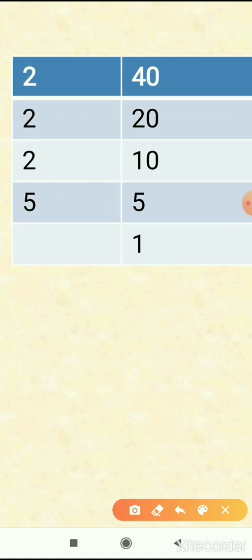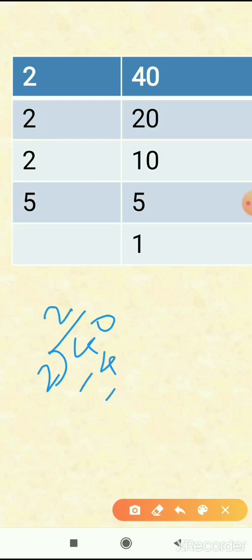So it is divisible by 2. So we divide 40 by 2. 2 2s are 4 and 2 zeros are 0. We get quotient 20. So we write here 20.